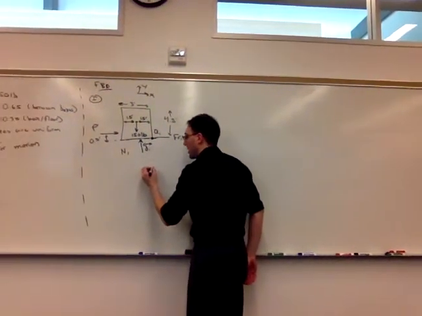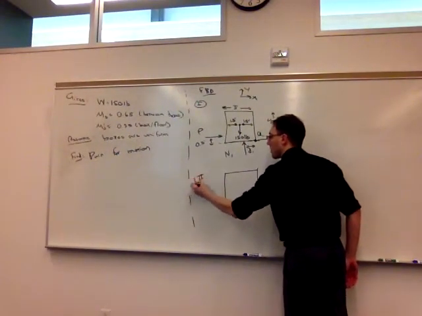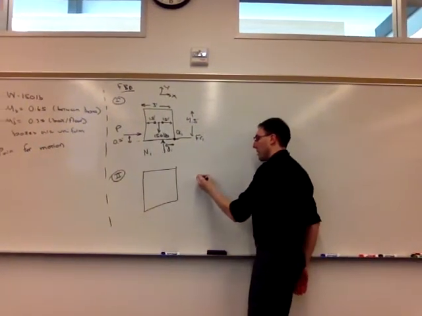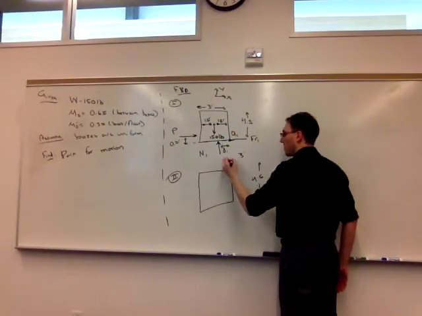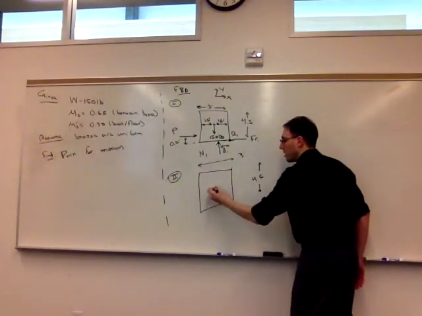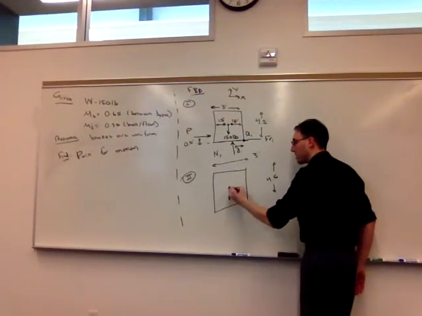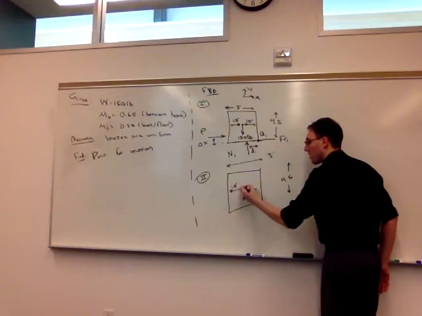So now I can look at the bottom crate. This will have the same dimensions. So it's an identical crate. It will have the same weight of 150 pounds acting at the center of the crate. So we'll start there.